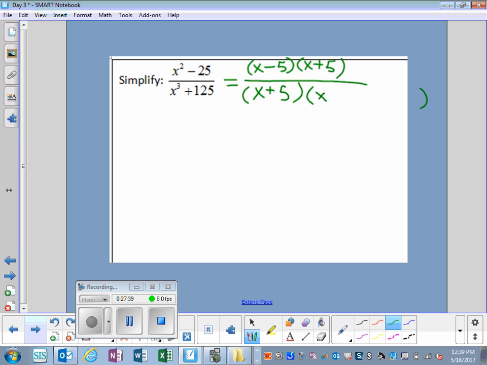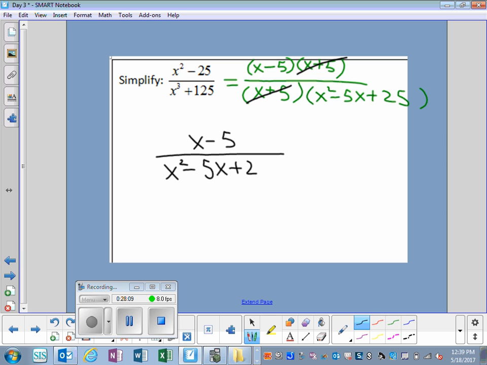x squared minus 5x plus 25. Perfect. So, same, opposite, always plus. Don't forget, the first two signs are opposite. Same, opposite, always plus. Okay, now I'm looking for the factors common to both denominator and numerator, and I see one. X plus 5 cancels out. So the final answer is x minus 5 over x squared minus 5x plus 25.